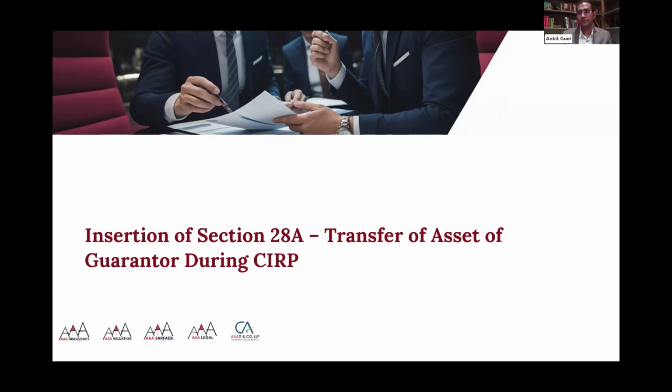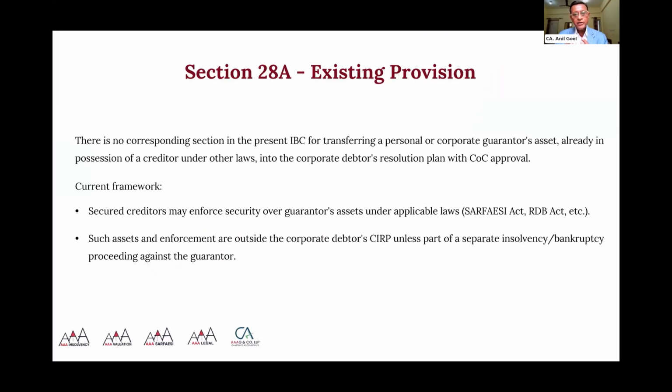We can move forward. Now, we would like to see the other section after 28, a new section that has been added, which is section 28A, transfer of assets of the grantor during CIRP. Again, there were various judgments where there are inseparable assets belonging to either another company of the promoters or any individual from the promoter group. The assets are inseparable. For example, the land belongs to the promoter or to another company, and the building is constructed and the factory is continuing in the name of the corporate debtor.